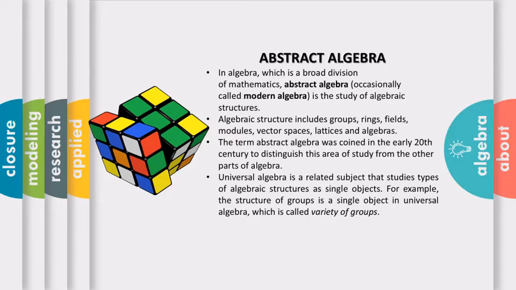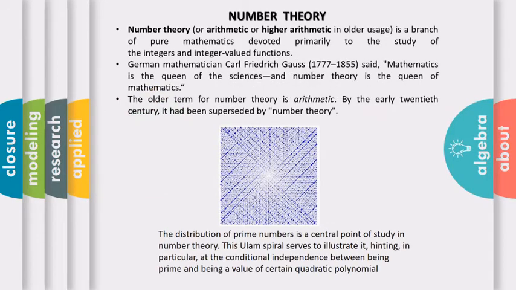Then we have number theory. Number theory, or you can say arithmetic or higher arithmetic, which is an older use also, is a branch of pure mathematics devoted primarily to the study of the integers and integer-valued functions. So number theory is particularly used to study integers and integer-valued functions. The German mathematician Carl Friedrich Gauss said that mathematics is the queen of sciences and number theory is the queen of mathematics. From this statement, you can imagine how important number theory is.